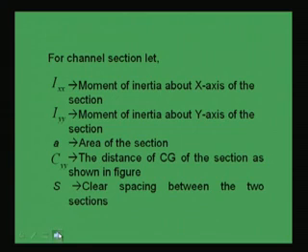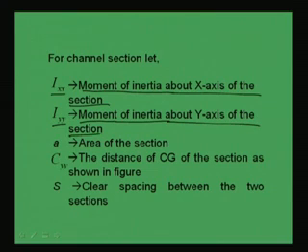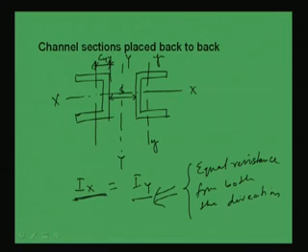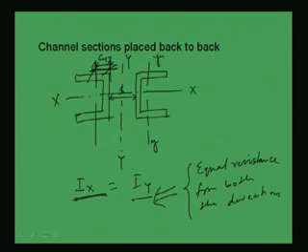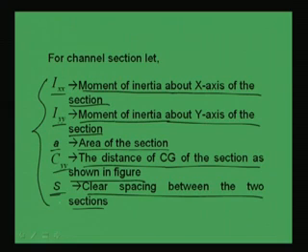So for the channel section, let Ixx be the moment of inertia about the x axis of the individual section, and similarly Iyy the moment of inertia about the y axis of the individual section. Let A be the area of the individual section and Cyy the distance of the CG of the section, as shown in the figure, this is Cy. S is the clear spacing between the two sections. These properties we have to know to find the equivalent properties of the section.